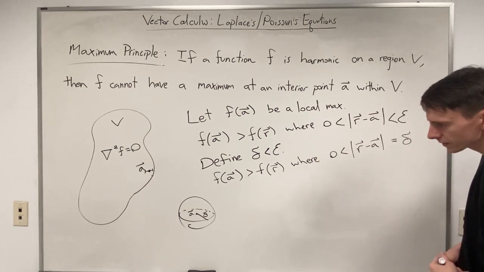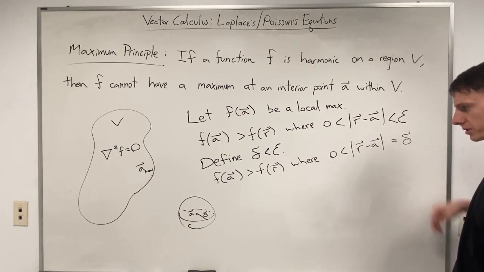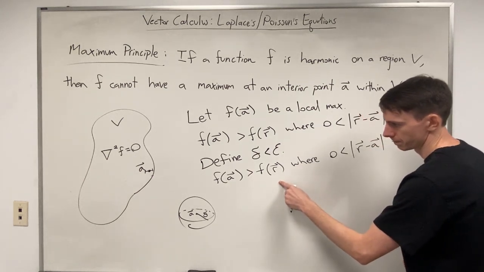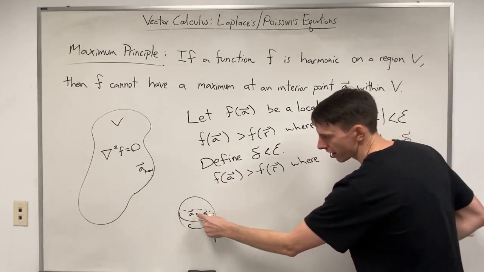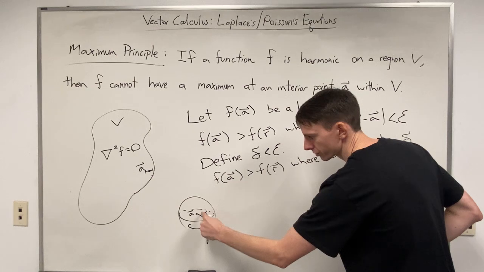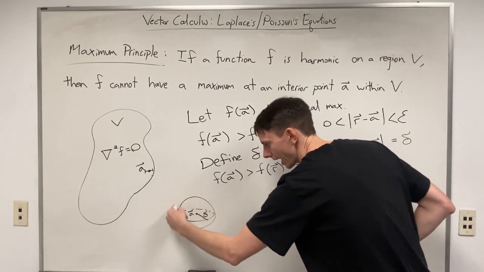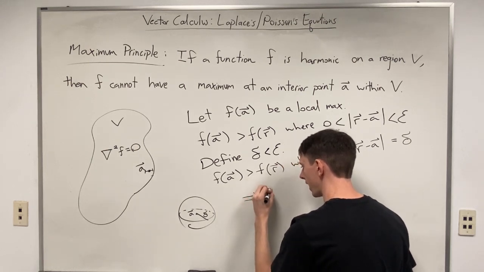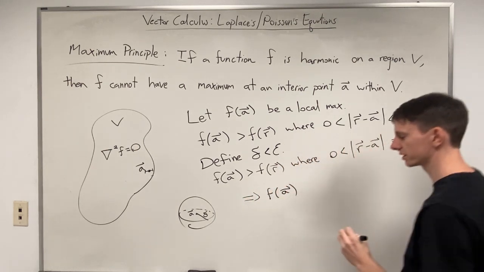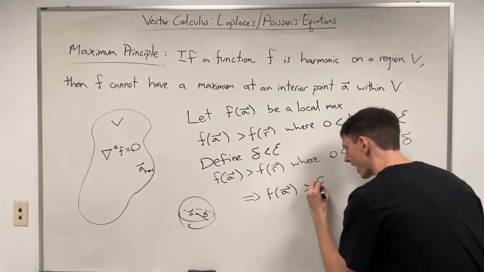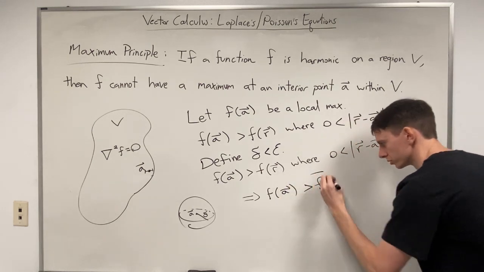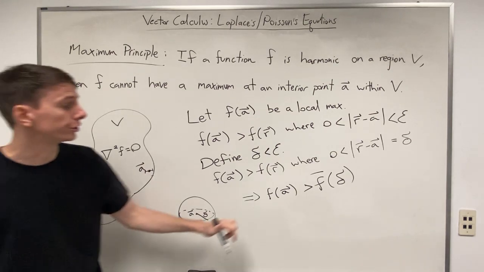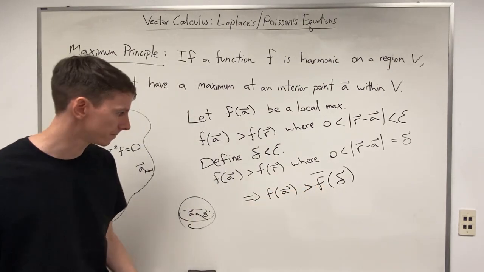Okay. One final thing that we're going to do is say that if this is true, if the value of f at the center is greater than all the points at the boundary, then that would imply that the value of our harmonic function at the center is greater than the average of those points at the boundary. We're using notation from the mean value theorem, right?